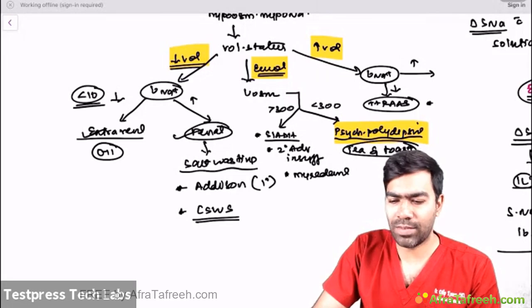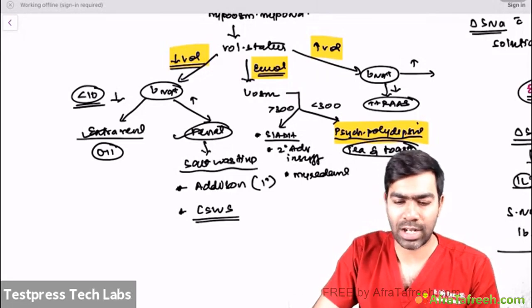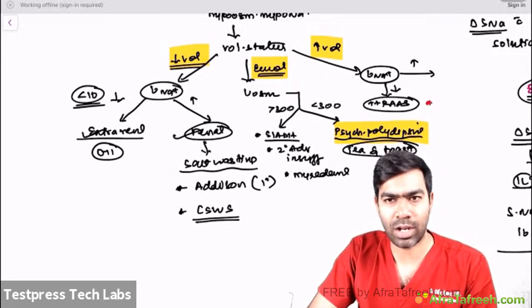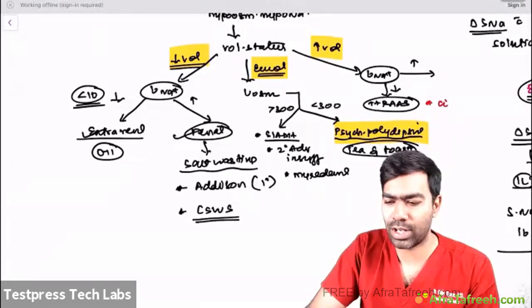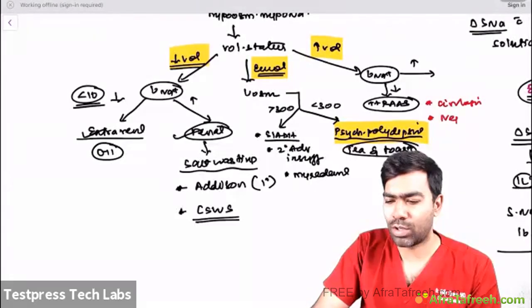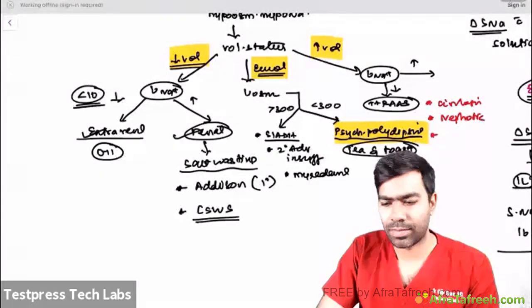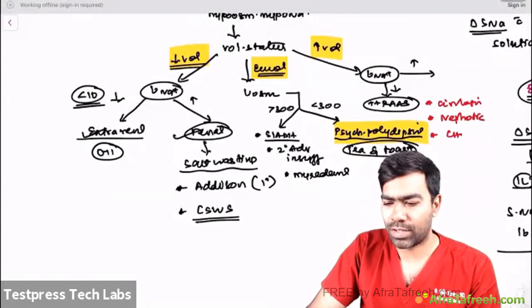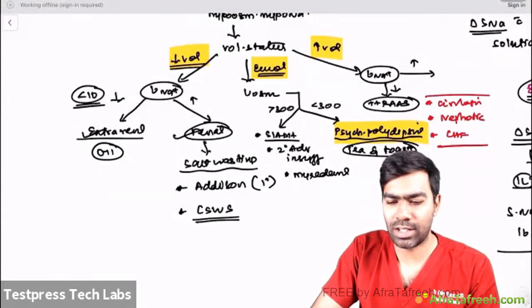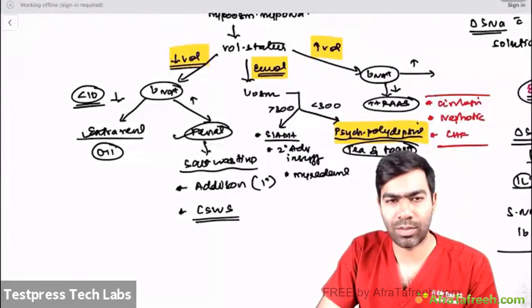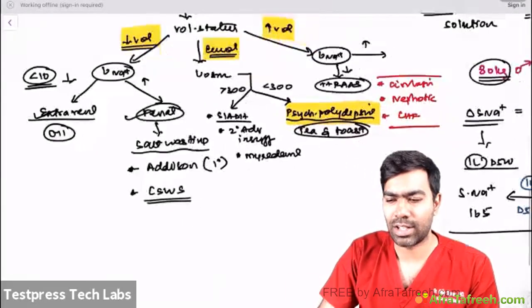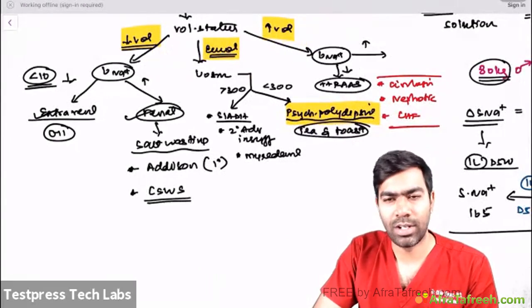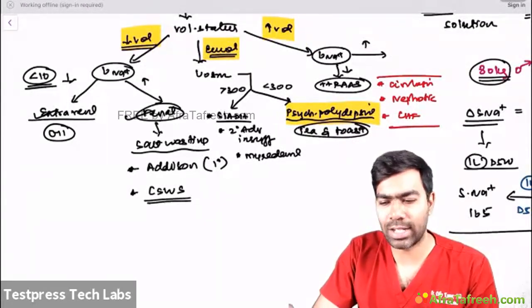Even in my live, face-to-face classes I used to tell, even in sleep, if they ask you what are the RAS hyperactivated states, you need to tell: cirrhosis, then nephrotic syndrome, not kidney disease, nephrotic syndrome, and probably the third one is CHF, congestive cardiac failure. These are the 3 conditions. Even in sleep, if they wake you up and ask, you have to tell cirrhosis, nephrotic syndrome, and congestive cardiac failure. These are three quintessential conditions.